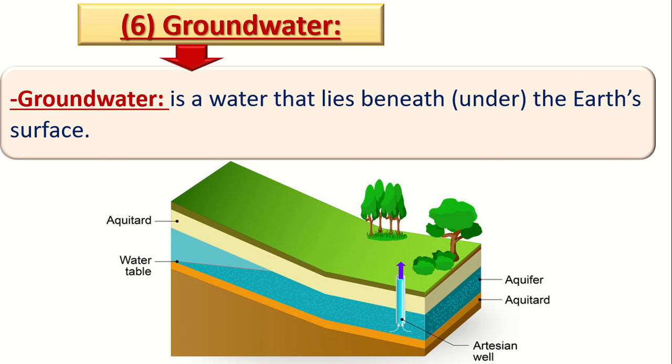Number six, we have the groundwater. The groundwater is the water that lies under the earth's surface. The water that is under or beneath the earth's surface is called groundwater. Like we can see here in this picture, it's called what? Groundwater.